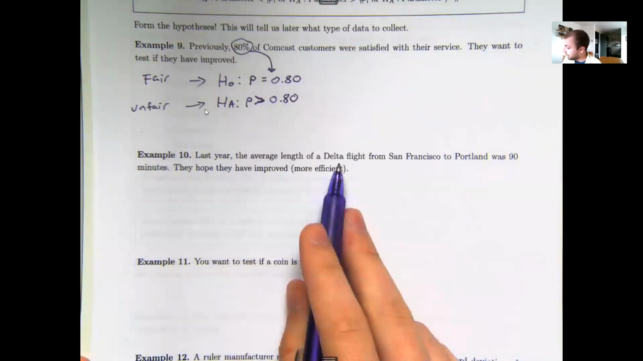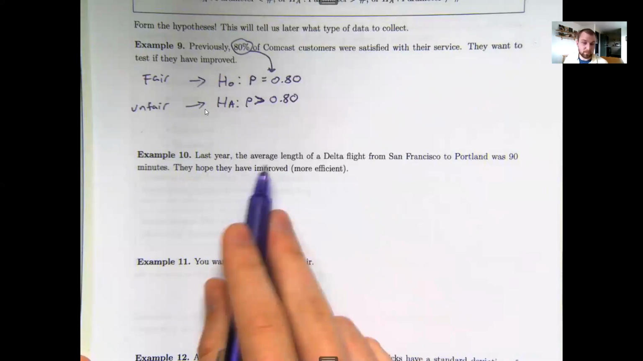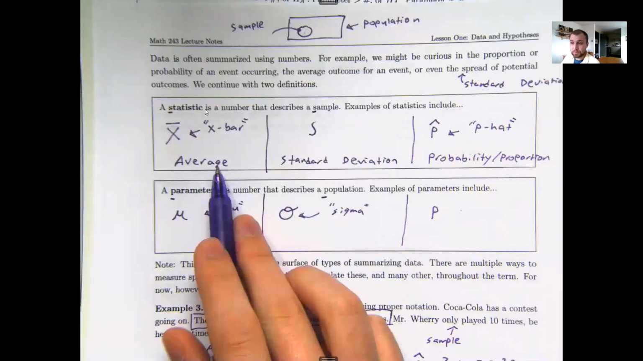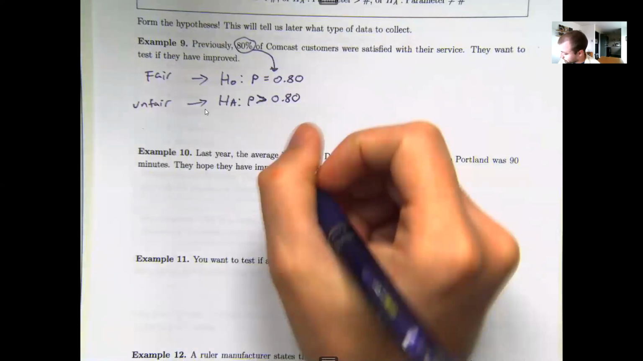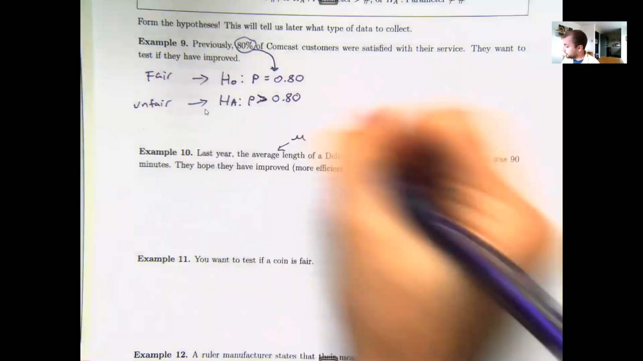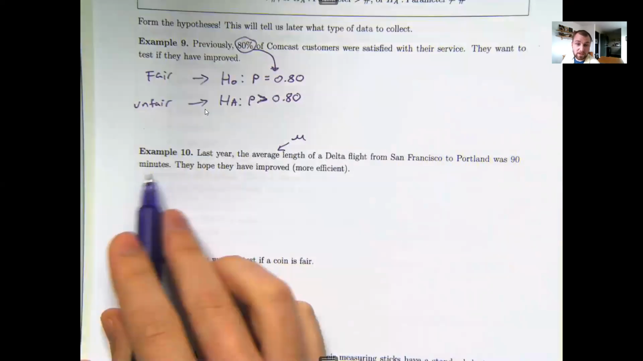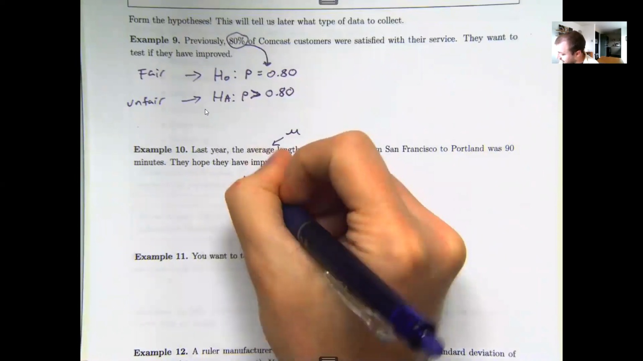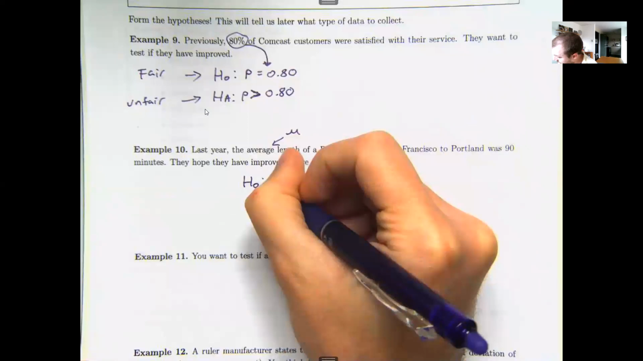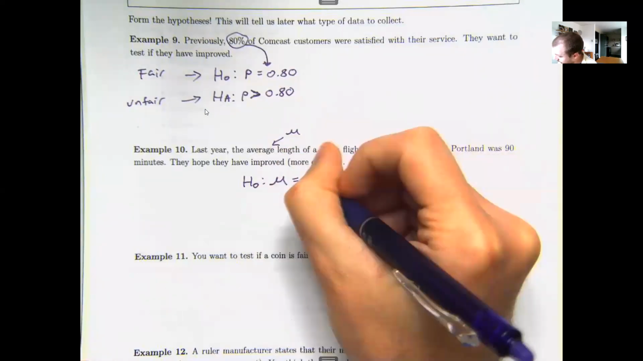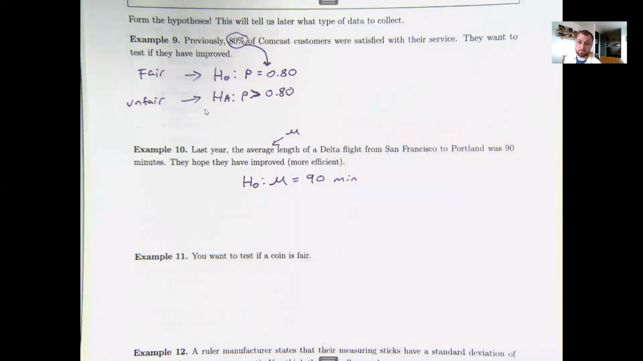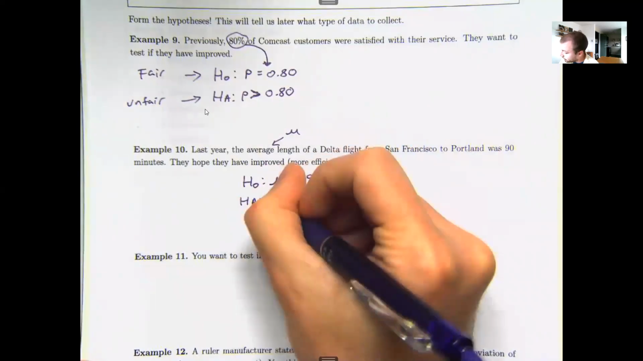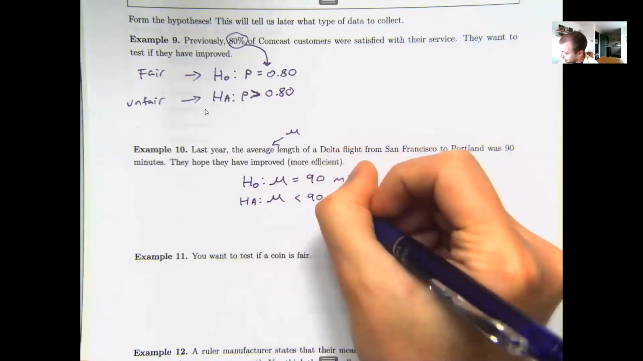Last year, the average flight, average for a population, I'm thinking of my symbols here. Average population, this is going to be about mu. Of a Delta flight from San Francisco to Portland was 90 minutes. They hope that they've improved. Improved means more efficient. So if things have stayed the same, if there's no change, then the average length of a flight is still going to be 90 minutes. If they've improved, that means that they've gotten faster. The flight would take less time, less than 90 minutes.